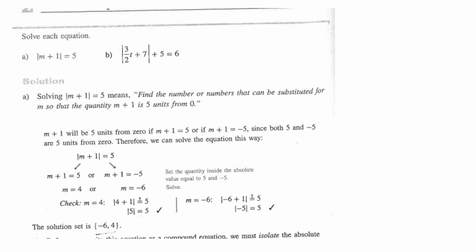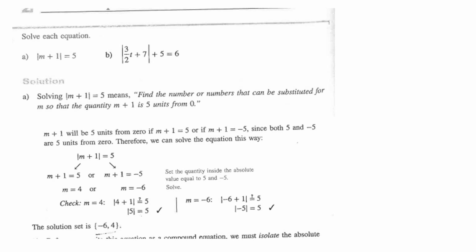Let's do a couple of examples of this. Let's start with the first example where I say the absolute value of m plus 1 equals 5. Solving this means find the number or numbers that can be substituted for m so that the quantity m plus 1 is 5 units from 0. m plus 1 will be 5 units from 0 if m plus 1 is equal to 5, or if m plus 1 is equal to minus 5, since both 5 and minus 5 are 5 units from 0. Therefore, we can solve the equation this way.